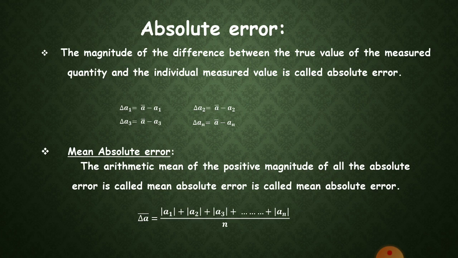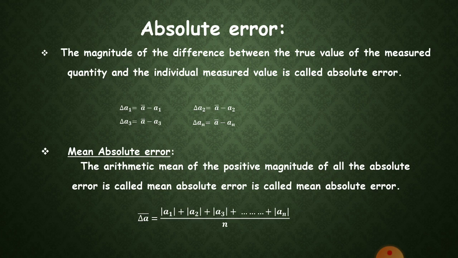What is the meaning of this mod? This mod is representing the positive value. Always you have to take the positive value, whether the difference is the difference of A bar and A1, or A bar and A2, A bar and A3. Whether this difference is positive or negative, in the mean absolute error you have to take the positive value only.